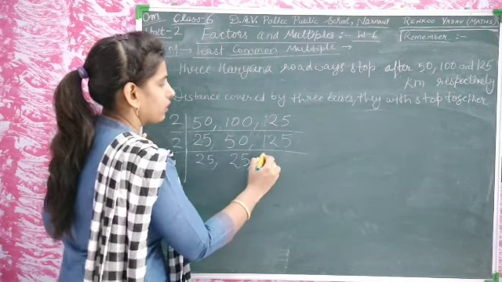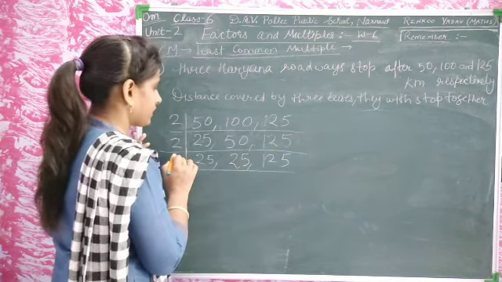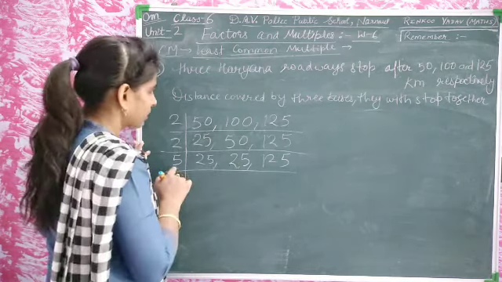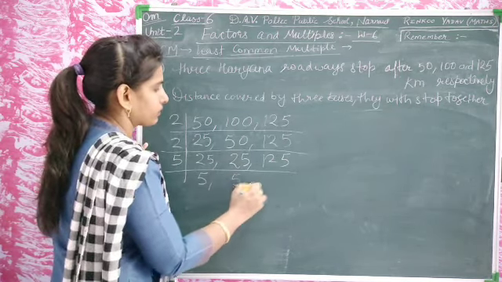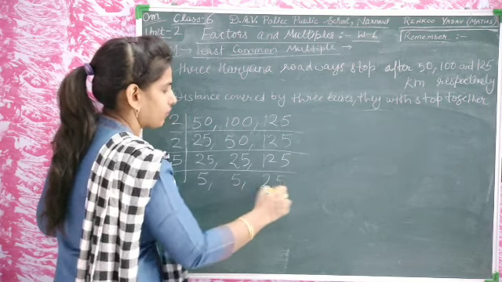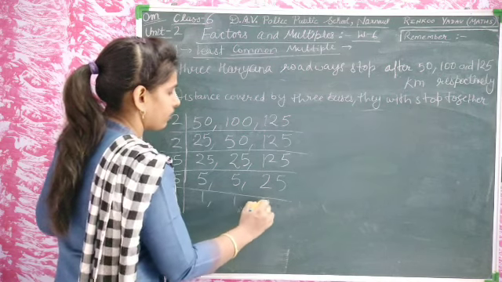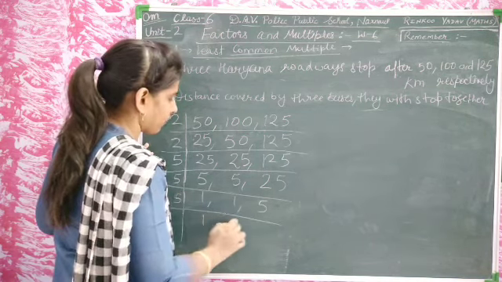It is divided by 2. Now it is not divided by 2, so it is written as it is. Now it is not divided by 3 or any other number, so now it will be divided by 5. 5 fives are 25, 5 fives are 25, 5 twos are 10, and 5 fives are 25. Now it will again be divided by 5. 5 fives are 25.